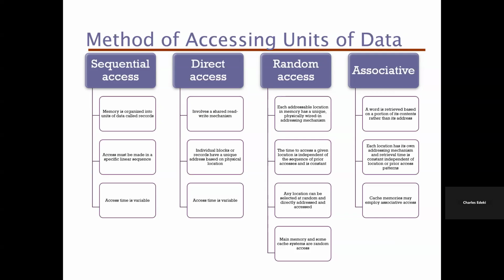One thing we should also know is that from the user's point of view, the most important characteristics of a memory are the capacity and performance. This is for users. Three performance parameters are used: access time again, memory cycle time, and also transfer rate.